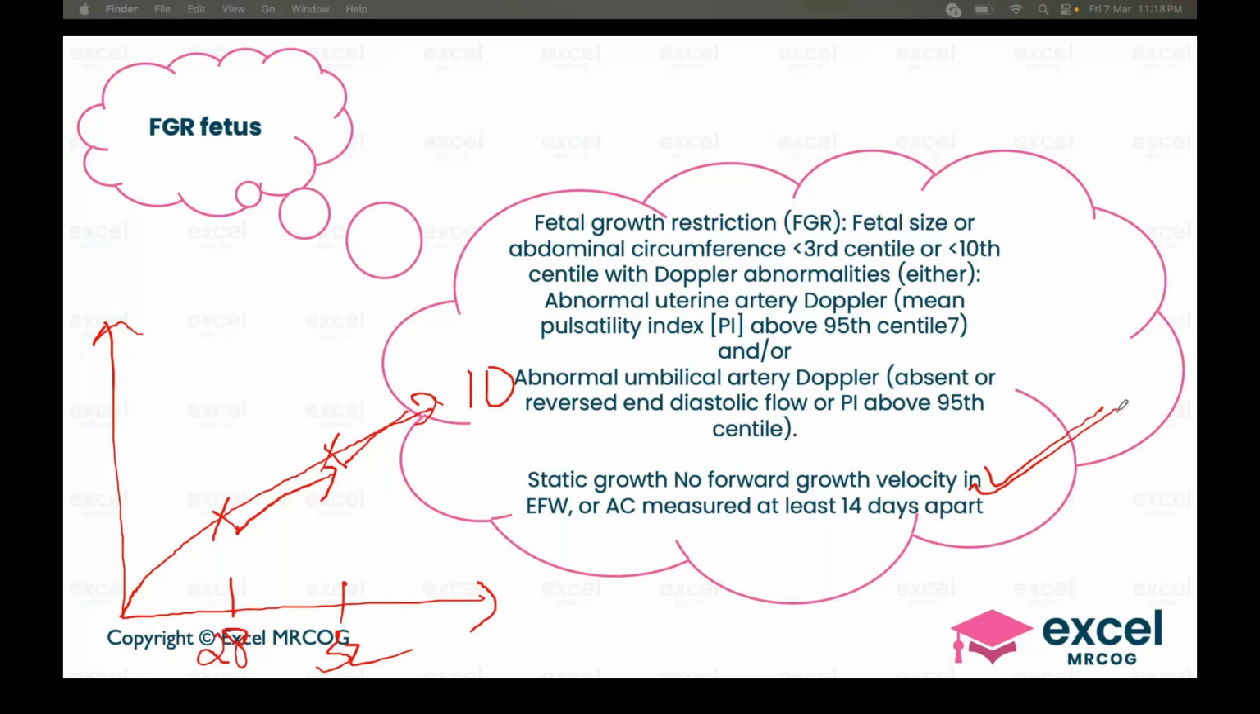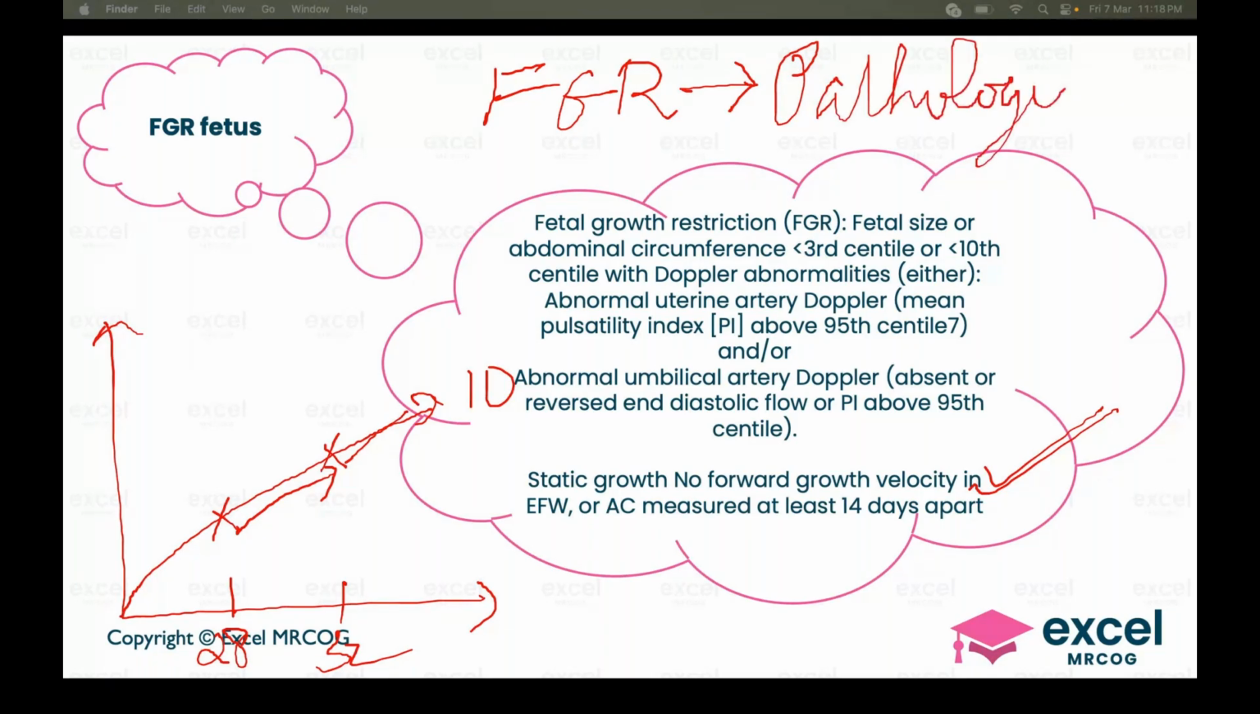All right. So FGR, remember, is pathological. That is why it is mentioned that less than third centile is possibly FGR, because less than third centile is too small a baby. It is unlikely that a baby would be less than third centile just because of genetic potential. It is unlikely that the genetic potential of the baby would make it grow less than the third centile.